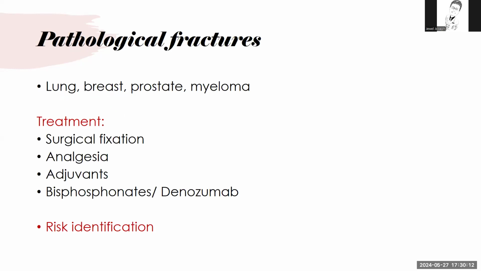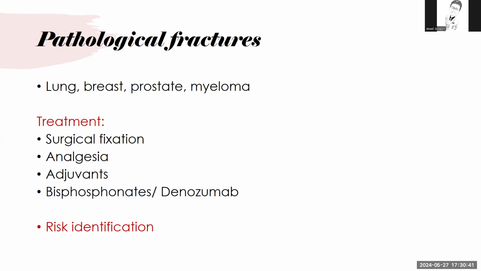So another important thing is pathological fractures. Again, as we mentioned in the malignant spinal cord compression, the most common reasons are lung, breast, prostate cancers, and multiple myeloma. Again, treatment would primarily be surgical fixation, analgesics along with adjuvants, bisphosphonates or denosumab. These basically are bone strengthening agents, which take the calcium from the blood and deposit it in the bone.